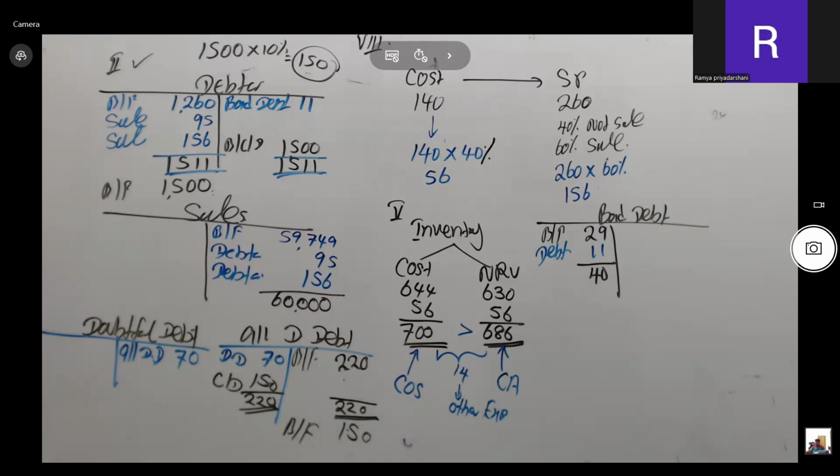Then try to compute the EPF and ETF adjustment, EPF as well as ETF adjustment.